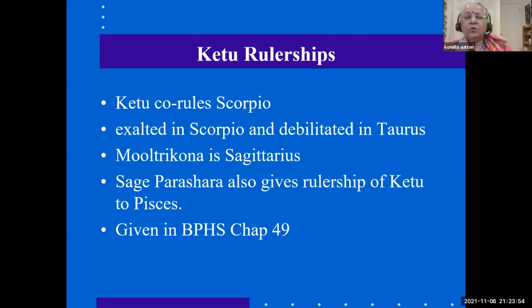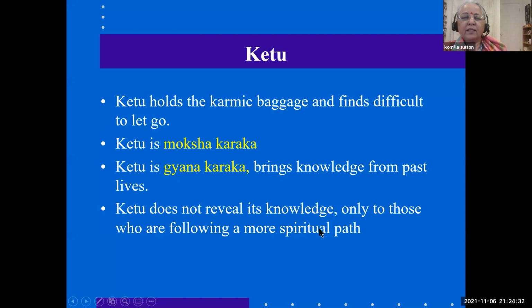And Ketu co-rules Scorpio, exalted in Scorpio, debilitated in Taurus. At present, we have Rahu Ketu exalted by transit. So that doesn't necessarily mean they're okay, because they're very powerful. They're only okay if you know how to handle them. If they're given their head, then they can be totally overpowering. Mool Trikona for Ketu is Sagittarius. Sage Parashar also gives rulership of Ketu to Pisces. So this is in the BPHS chapter 49.